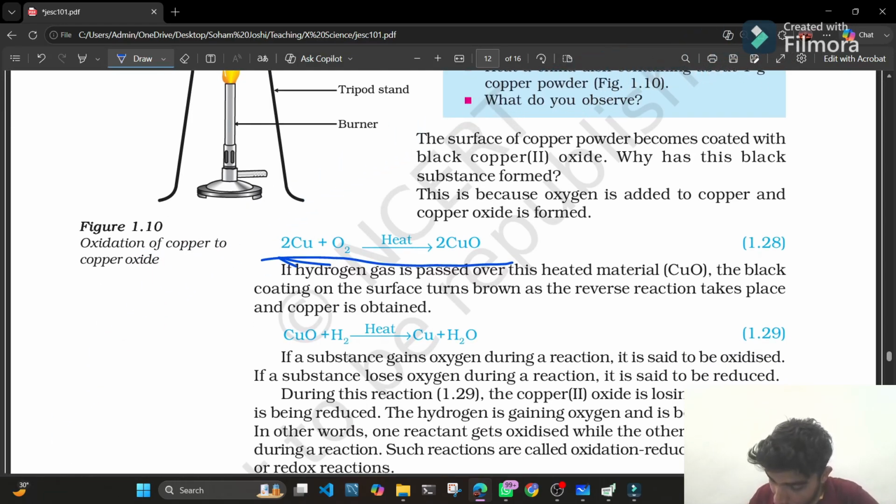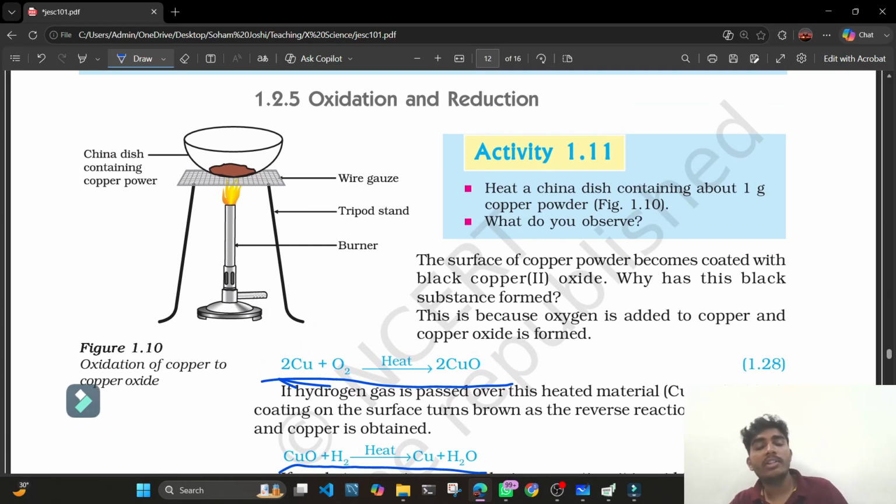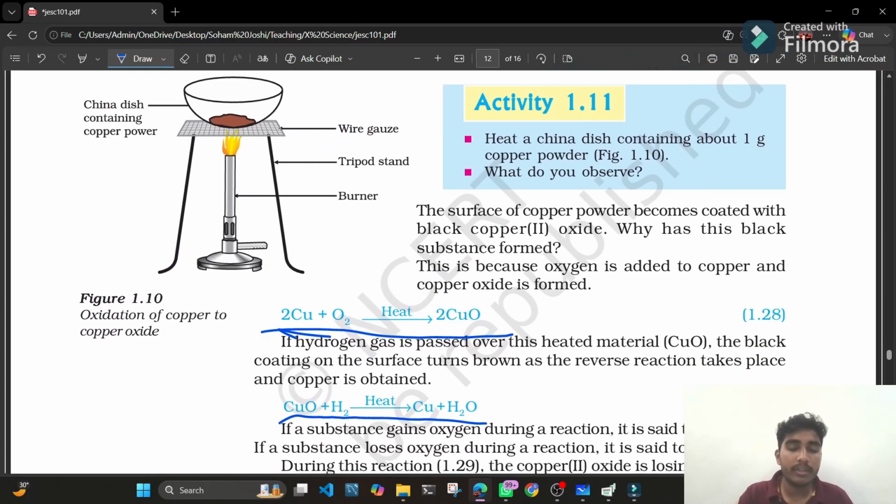Okay, clear. If hydrogen gas is passed over this heated material, the black coating on the surface turns brown as the reverse reaction takes place and the copper is obtained. अभी अगर मेरा कॉपर ऑक्साइड पे वापस में हाइड्रोजन डालूं तो मुझे कॉपर मिलेगा। Okay, so what is oxidation and what is reduction?